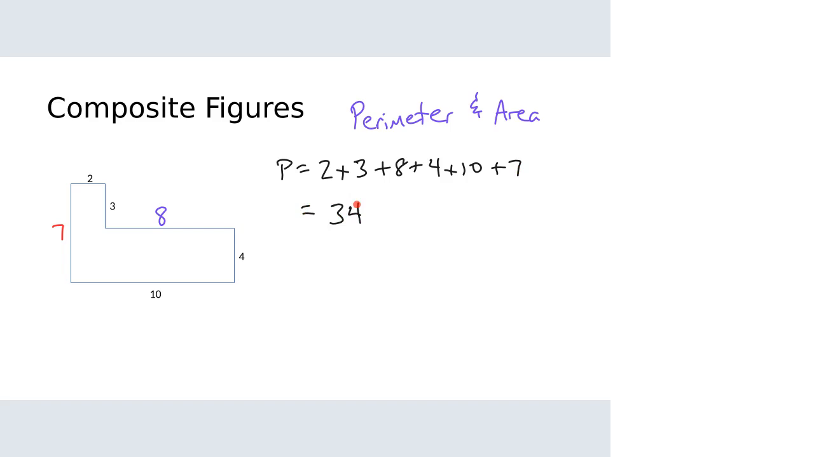I don't know what the units are. They could be feet, miles, yards, centimeters. I don't know. But I do know that the perimeter is 34. We needed that 8 and that 7 to find the area anyway. Anybody got an idea what I'm going to do here to find the area of this? How am I going to find the area of this L shape? Because I don't have a formula for that.